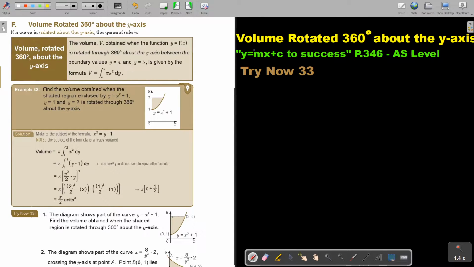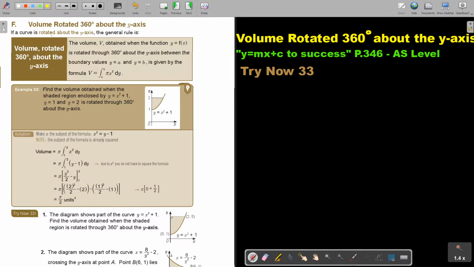In this video, we are going to look at volume rotated 360 degrees about the y-axis. You will find this on page 346 in the Namibian AS-Level Mathematics textbook, y equals mx plus c to success. Volume rotated 360 about the y-axis.